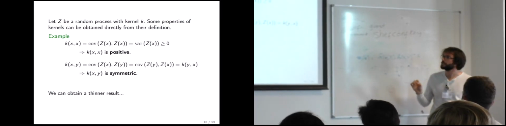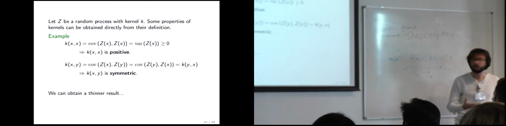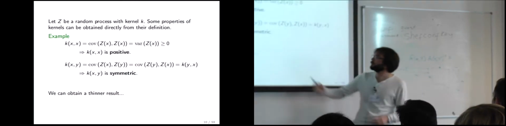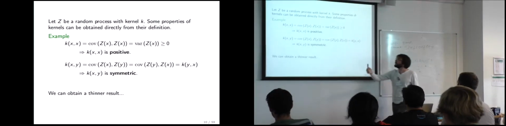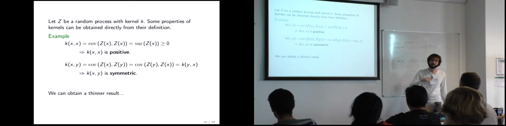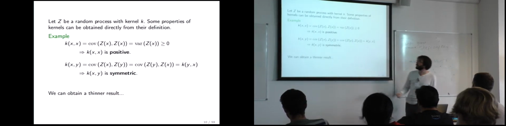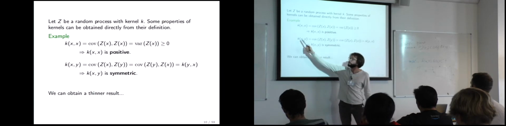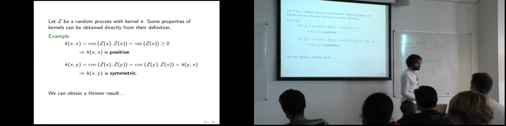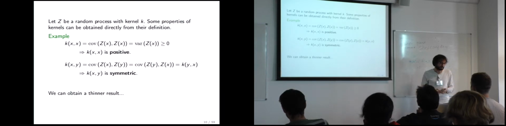Something we can see directly is what are the consequences of the property of the covariance on the kernel. First of all, if we look at the kernel evaluated at x and x, this is the covariance between z of x and z of x. So this is a variance, so this has to be positive. Another thing is we know that the covariance is symmetric, so the kernel function has to be symmetric too. All right, you can't have a kernel that is not symmetric. That's not a valid covariance function.